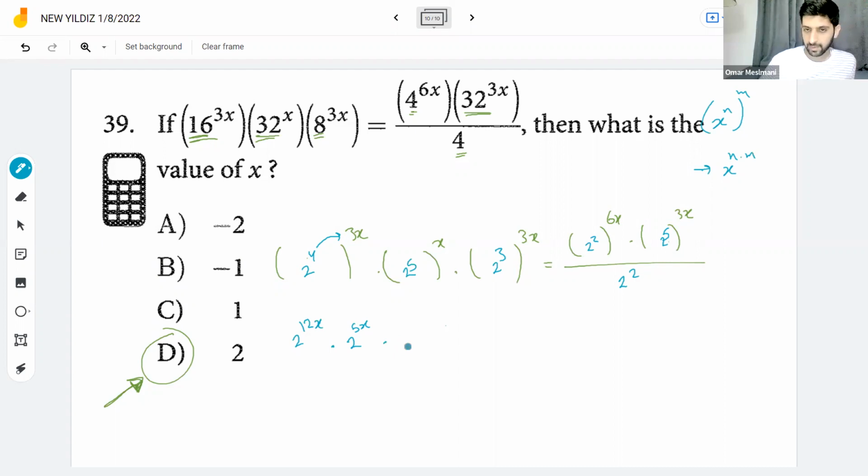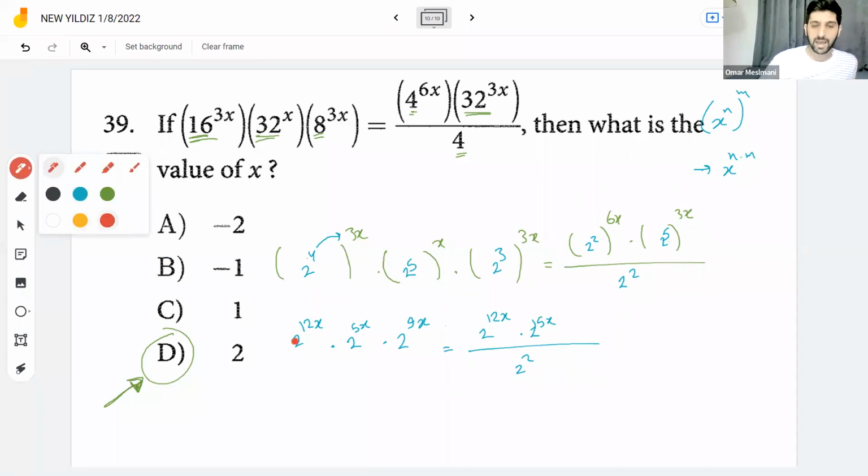Multiplied by 2 power 3 power 3x is going to be 2 power 9x, all of that over 2. Now I have 2 power 6x to the 2, which is 12x. You can hear my voice, yes? Multiplied by 2 power 15x, all of that over 2 power 2.